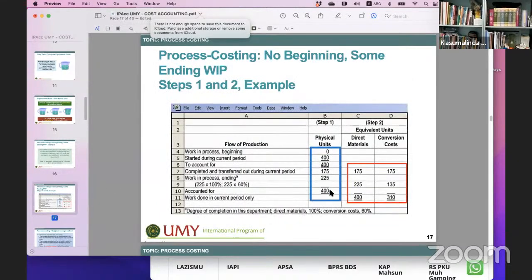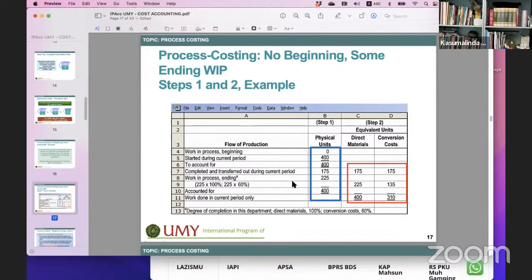So for this we need to calculate the equivalent unit. But please, when we want to calculate the equivalent unit, we need to have information on the percentage of completion. If you look at the percentage here, this refers to the percentage of completion for both costs that we have here, for the direct material and for the conversion cost.